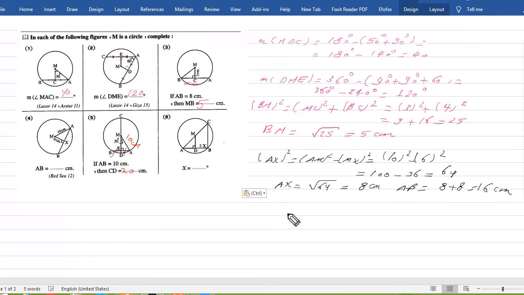So 2x equals 90. Dividing by 2, x equals 90 divided by 2, which equals 45 degrees. So the value of x equals 45 degrees.